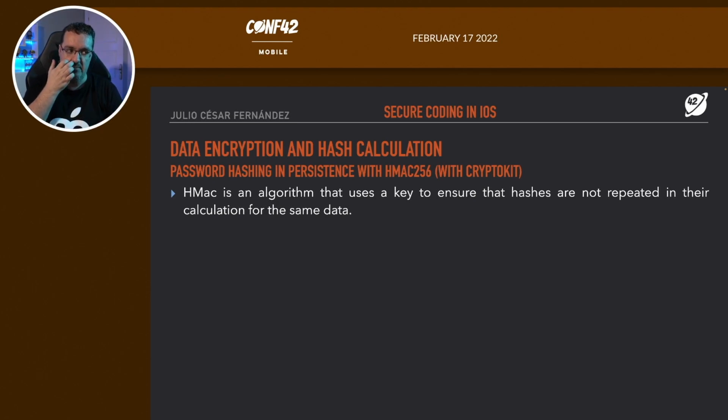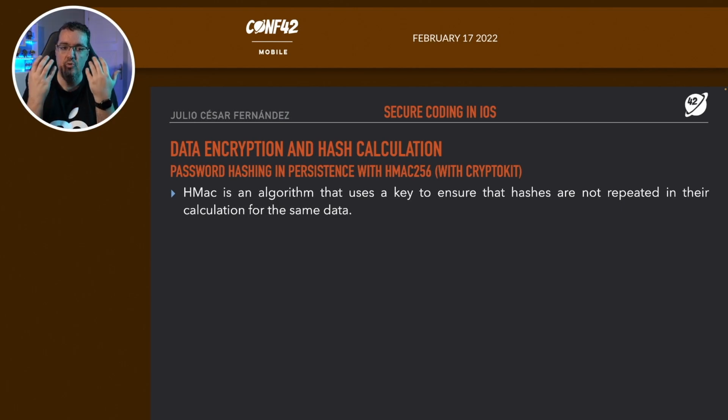It's an algorithm that uses a key to ensure that hashes are not repeated in their calculation for the same data. One of the most important problems when you calculate a hash is the collision, okay? When you have a collision in a hash calculation, it means you have two different pieces of data that have the same hash, okay? And it's a great problem.